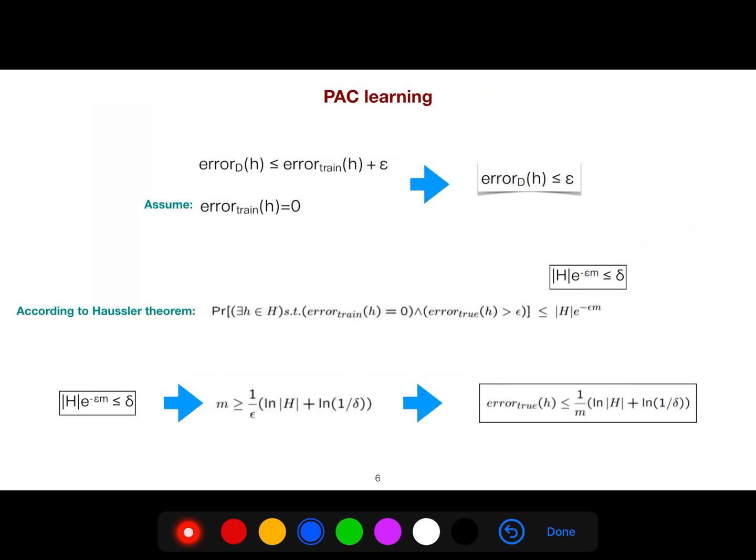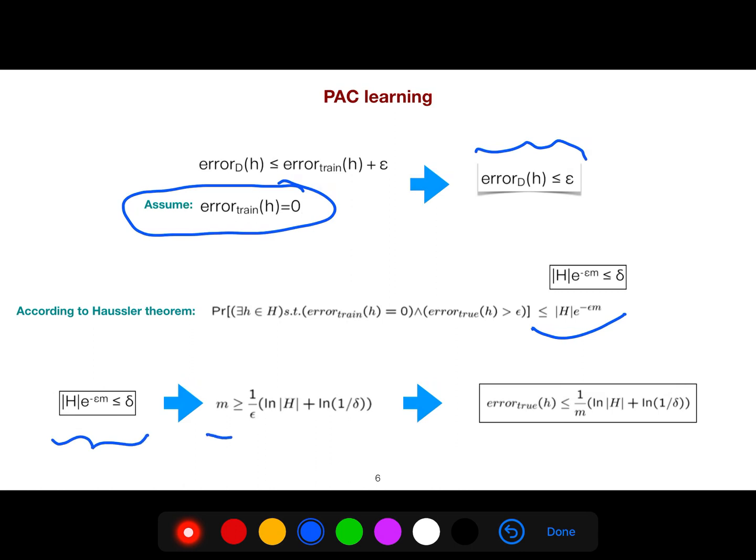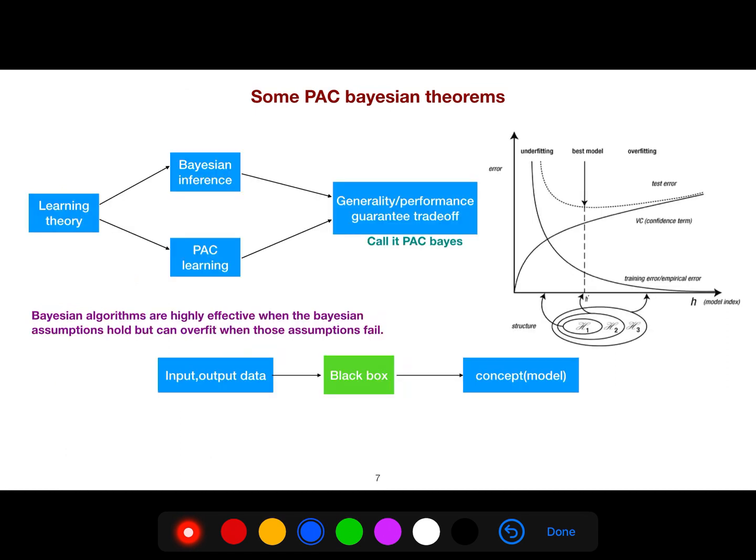So let's come back to PAC learning. We assume that the training error is 0, so the error is upper bounded by epsilon. And from the Haussler theorem, this is upper bounded by the cardinality of H times that exponential term. You can write this as m greater than something, and finally you can write the true error to be bounded by this term. So this is the starting point of the article of McAllester. We assume we know such a thing.